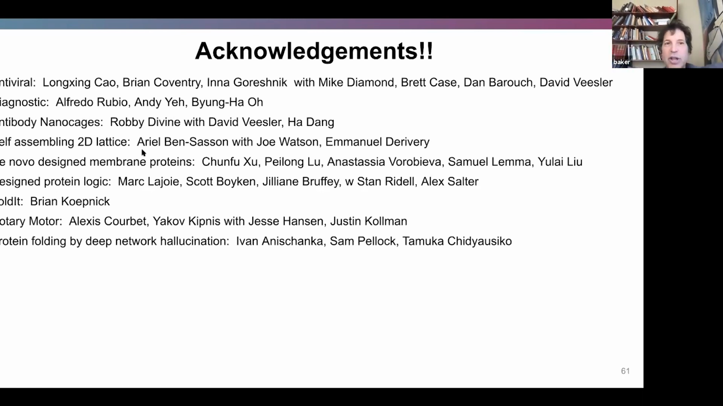That two-dimensional sheet is designed by Ariel Ben-Sasson. The membrane proteins, the synthetic potassium channel, are the work of Chun-Fu and Peilong, and Anastasia designed the beta barrel. The systems for doing logic inside cells are work by Mark and Scott and Jillian. Folded is the work of Brian Koepnick and a number of other people really all around the world now. And Alexey Kang is really the genius behind the rotary motor stuff. And I didn't really talk about the protein hallucination.